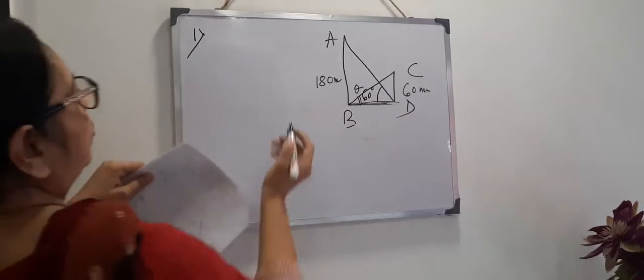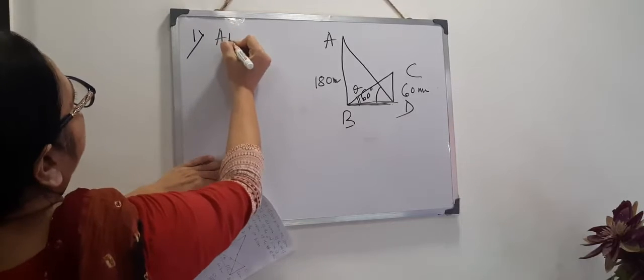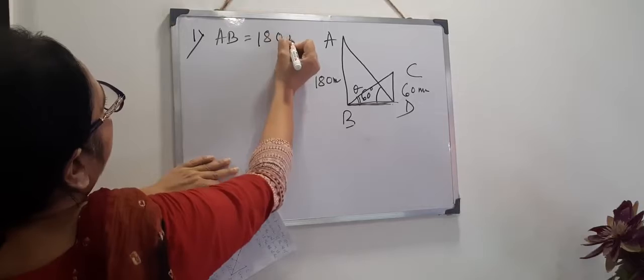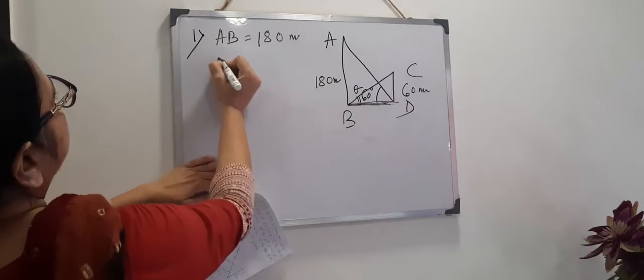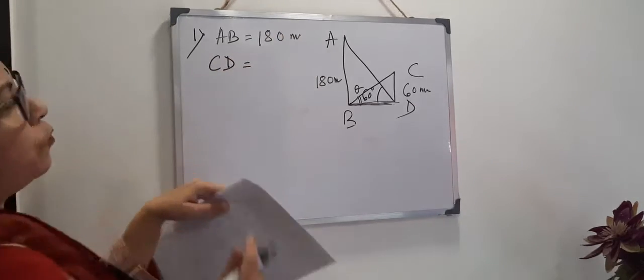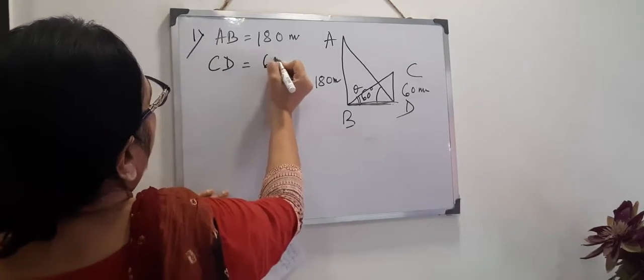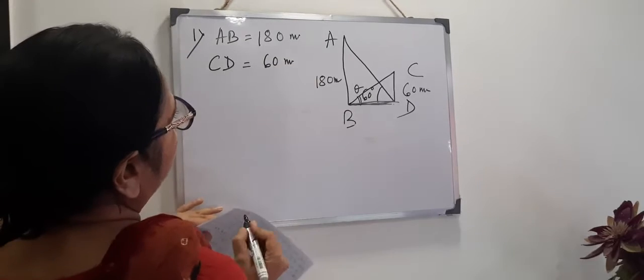Clear? Now we are writing AB be the first pillar equals to 180 meter. Height is given. And CD be the second pillar. This full statement you will get in your PDF form. CD be the second pillar whose height is 60 meter.